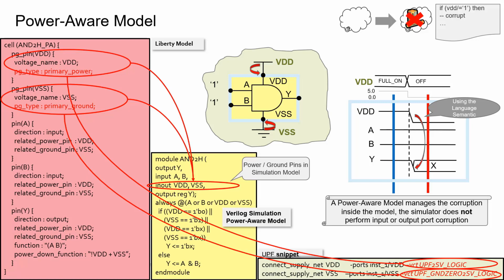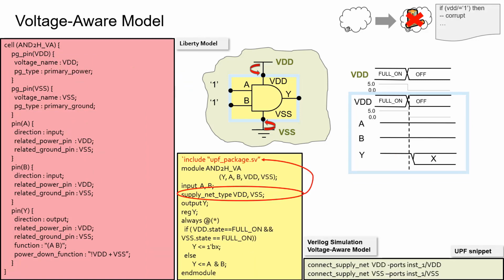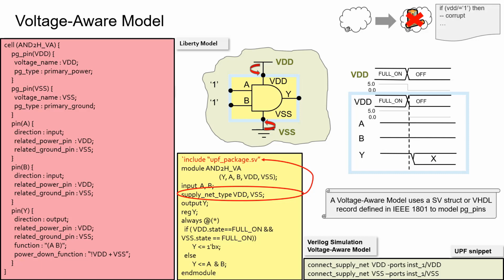In other words, the power model manages the corruption inside the model, so the simulator does not perform input or output corruption. The voltage-aware model is a bit different. You're going to do the same, but in fact, instead of having a reg, you're going to rely on a SupplyNet type. Remember, the UPF package provides this. That means you will have access not only to the state of the object, but to the value. And you play with the dot voltage. That means that inside your descriptions, the SupplyNet VDD will have the type of full on, off, but also a value that you can play with.